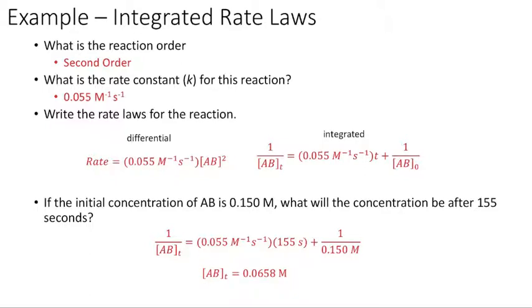Returning to our trusty calculator, we calculate this out, and we get that the concentration of AB after 155 seconds will be 0.0658 molar. Hopefully this clears up a little bit of the confusion around integrated rate laws and concentration versus time data.